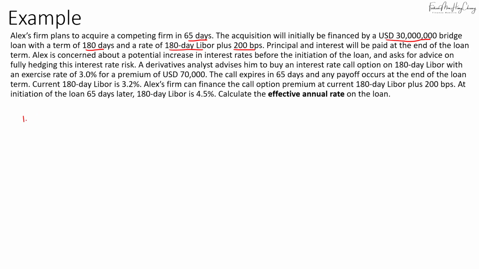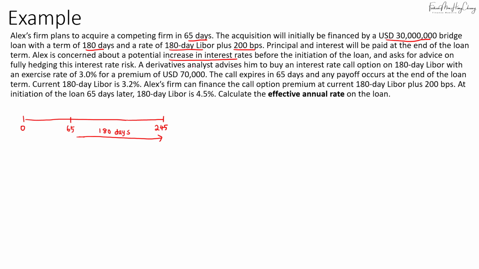The principal and interest will be paid at the end of the loan term. So if you draw the timeline, at time 0 is where Alex is now, and we're planning to take the loan in 65 days' time, and the loan will be repaid after 180 days, which is day 245. So in other words, the loan will have a term of 180 days. Alex is concerned about a potential increase in interest rates before the initiation of the loan and asks for advice on fully hedging this interest rate risk.